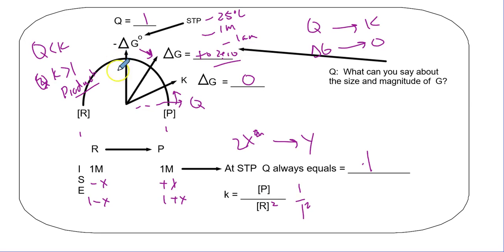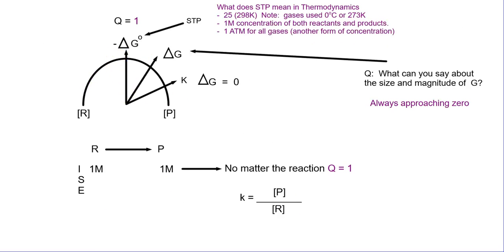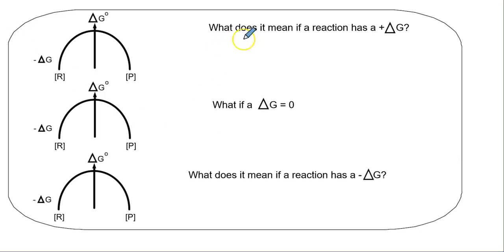Okay. Let's see if I forgot anything. I think we're pretty good there. All right, so what does it mean if a reaction has a positive delta G? Now, in this case, if you say positive delta G, all that means is that literally, the positive means that if we let this thing go, reactants, products, that we will flow to the left to get to equilibrium or ending. Okay, that's what it means.